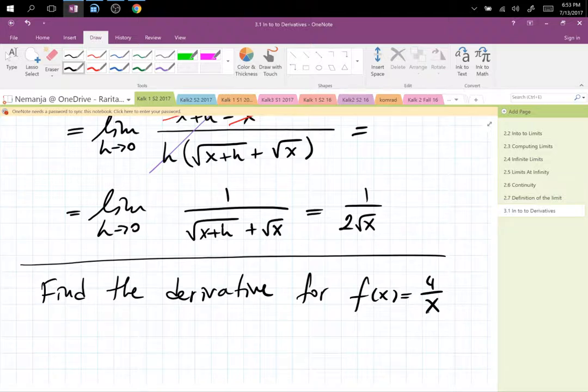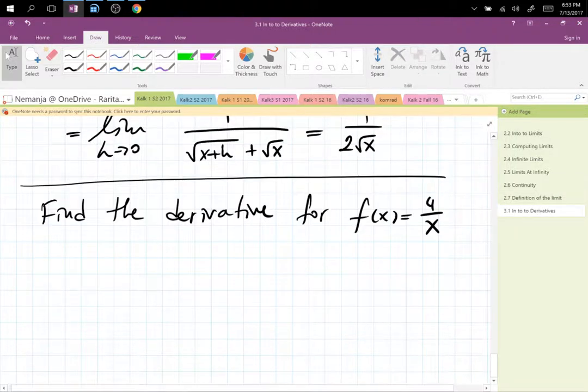What's the answer? Negative 4 over x squared plus xh. And h is 0, so 4 over x squared. Negative 4 over x squared.